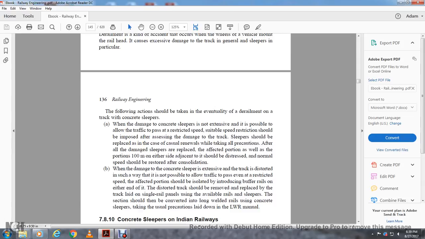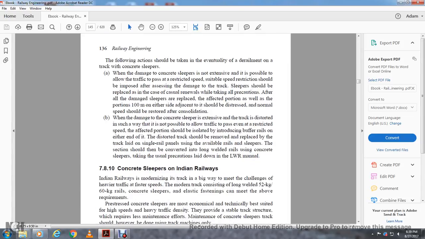When the damage to concrete sleepers is such that the track is distorted in such a way that it is not possible to allow traffic to pass even at restricted speed, the affected portion should be isolated by introducing buffer rails at either end of it. The distorted track should be removed and replaced by track laid on single rail panels using available rails and sleepers. The section should be converted into long welded rails using concrete sleepers, taking the usual precautions laid down in the long welded rail manual.